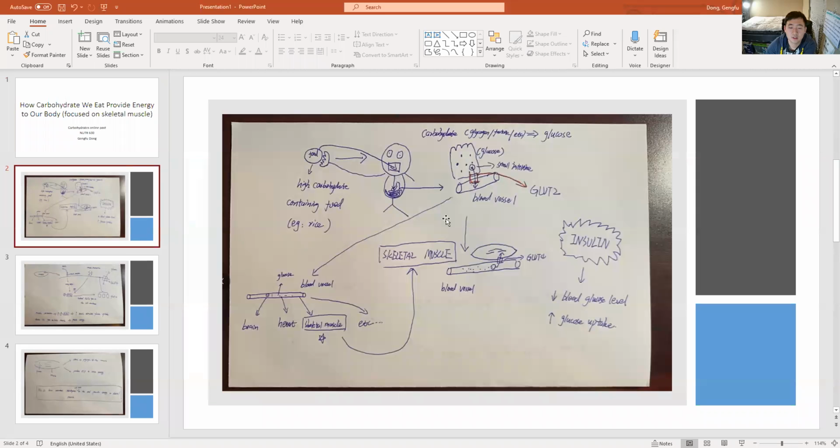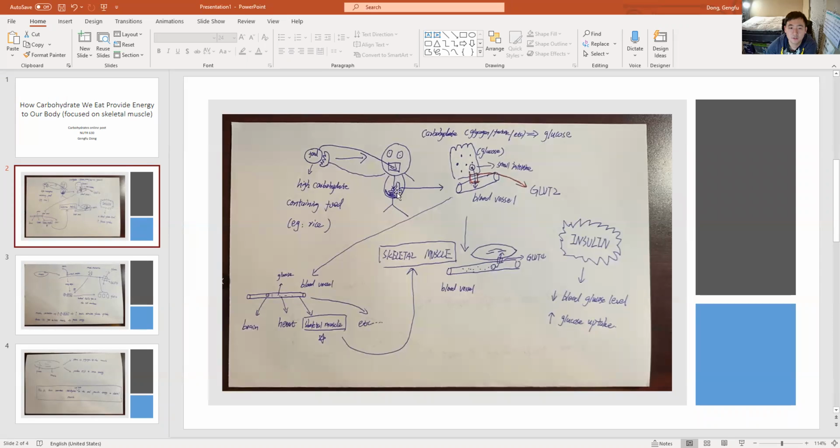So first, let's take a look at this graph. Here is a person who is eating high carbohydrate-containing food. So let's take a look at the food right here. You can imagine this is sugar or rice or some food that contains a lot of carbohydrate. After this guy eats this food, it goes to your stomach and then goes to your intestine, and then breaks down and provides energy.